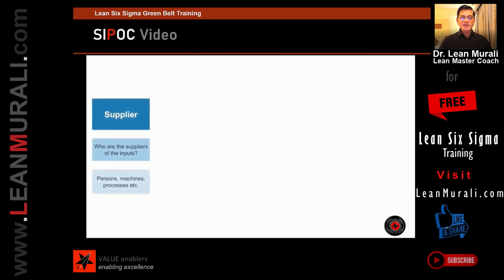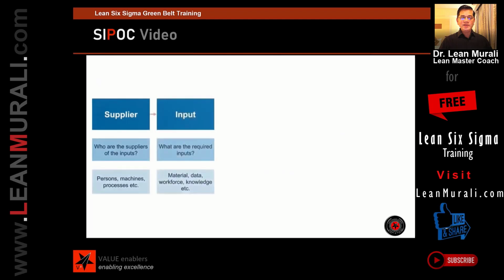In the supplier column of the SIPOC diagram, we identify the different suppliers of the inputs into the different processes within the work system. This could be persons, departments, machines, processes, internal or external customers, etc. In the input part, we identify the required inputs for each process step: material, data, workforce, knowledge, information, etc.